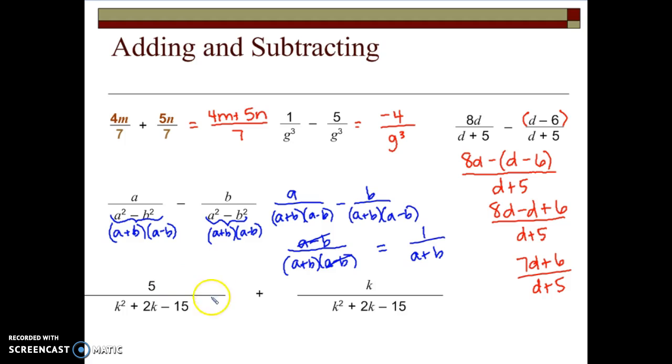And for the last example on this slide, I have 5 over k squared plus 2k minus 15, plus k over k squared plus 2k minus 15. So again, they have the same denominator, but we are going to go ahead and factor it. I want to multiply to negative 15, but add to 2. So that's going to be 5 and 3, and I want the 3 to be negative. So we get k minus 3, k plus 5.